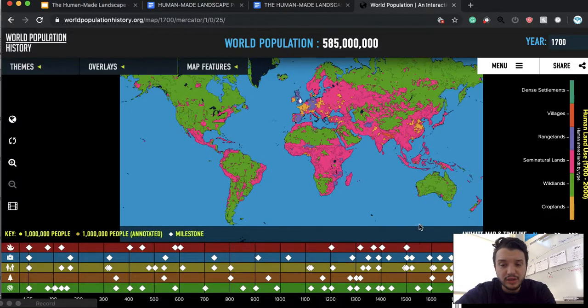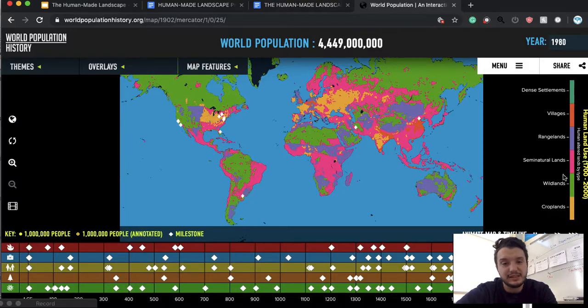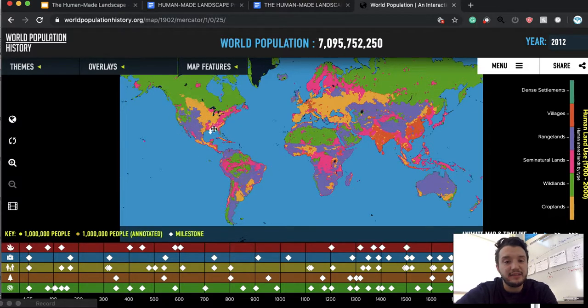The way you're going to do this is you're going to use the little play button, and you're going to watch how it changes over the course of time. You can begin to see, again on the right, different keys for how humans have used land. You can see the milestones popping up, and you can see how the world population is changing. It only goes to the year 2000, okay?